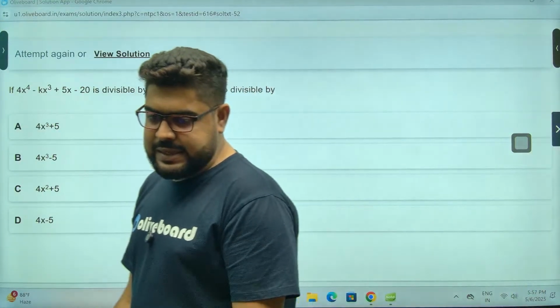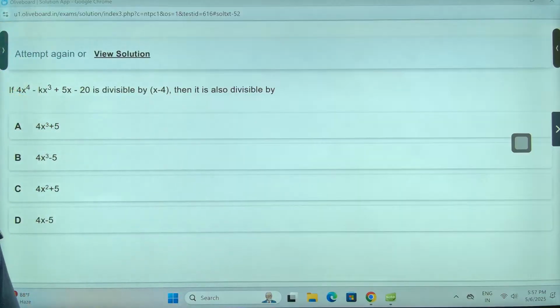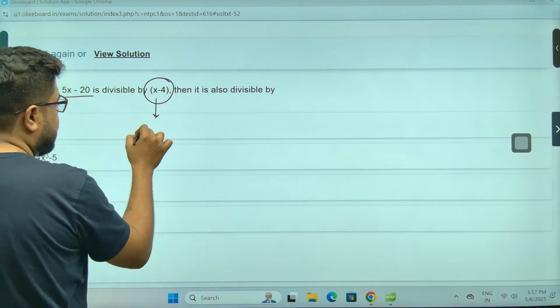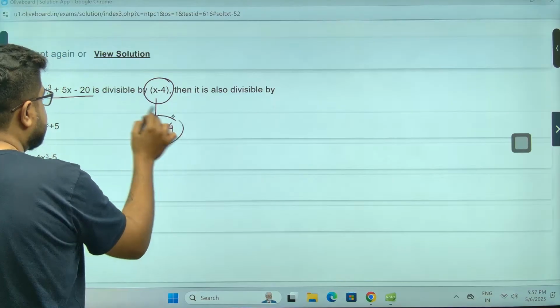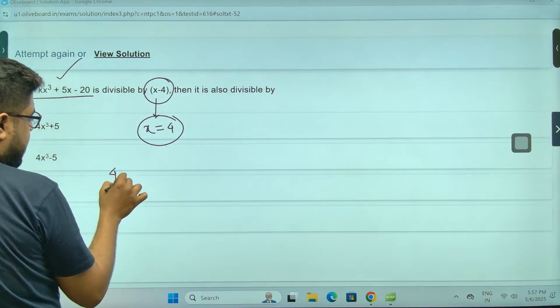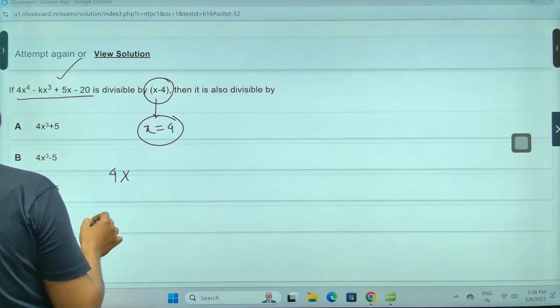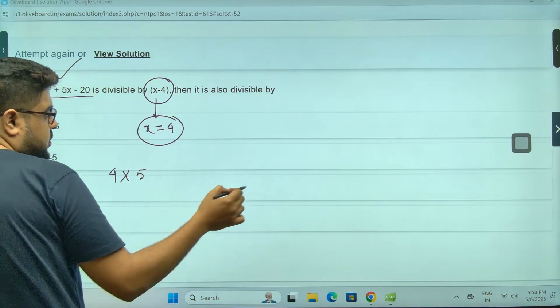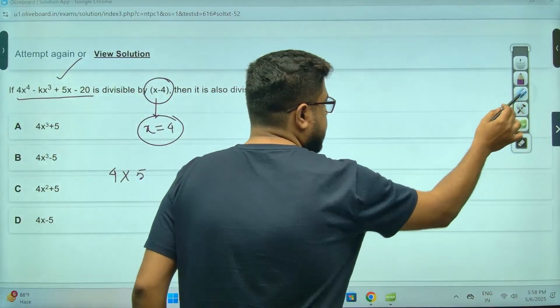Chalo. Next one. Divisible by this factor theorem. That means if I put x equal to 4, this thing has to be 0. So 4 into x to the power 4 to the power 4. 4 to the power 4 is how much? 2 to the power 8. That is 512. No, 256.